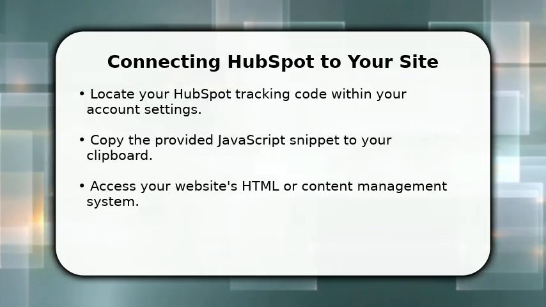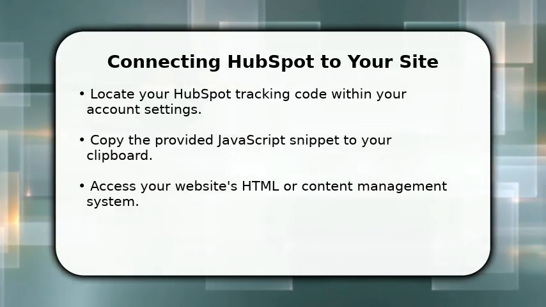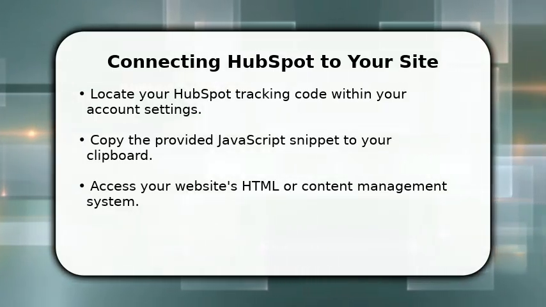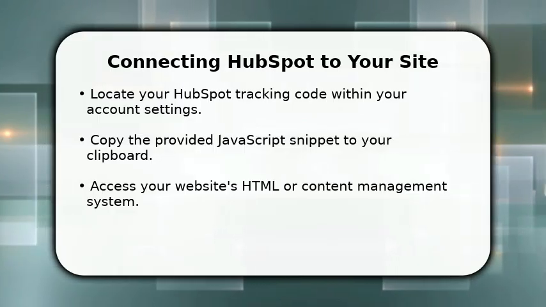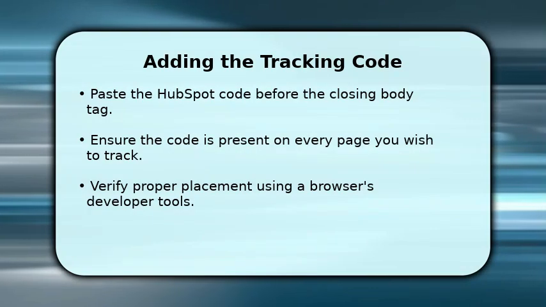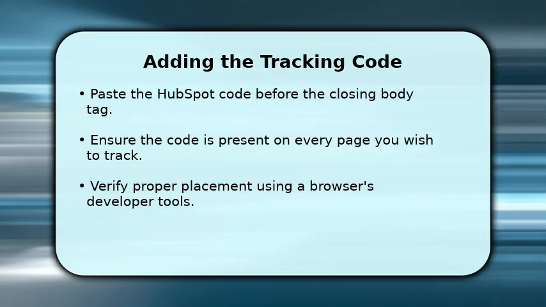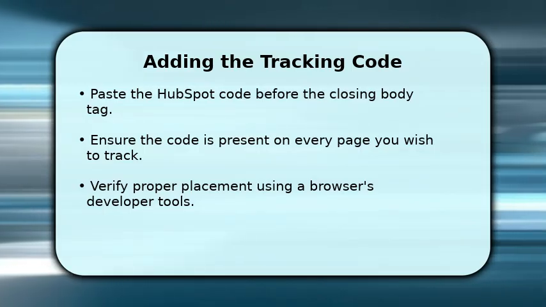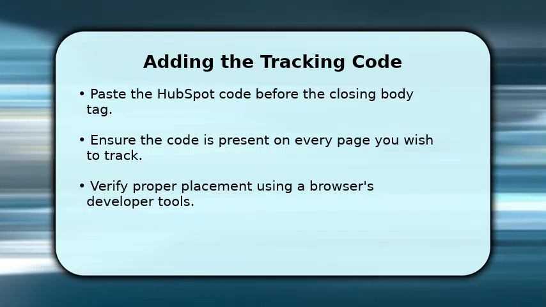Next, you'll need to access your website's backend, whether it's through a content management system like WordPress or by directly editing your site's HTML files. Now, paste the copied HubSpot tracking code just before the closing body tag, which looks like /body, on every page you want to track. For many content management systems, there's a dedicated area for header or footer scripts. If you're unsure, consult your website platform's documentation.